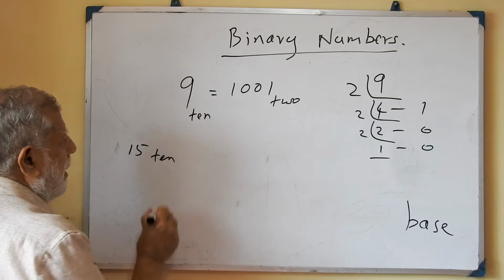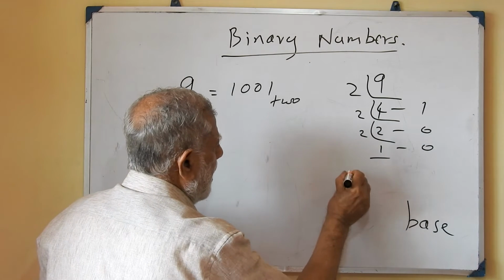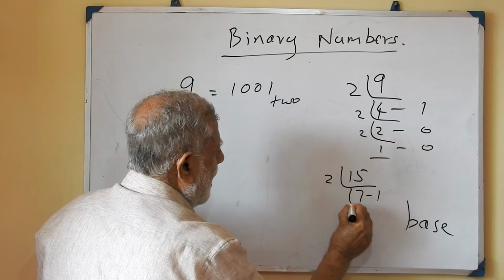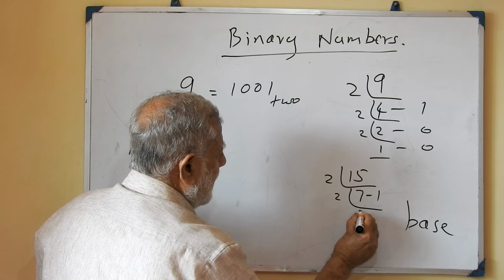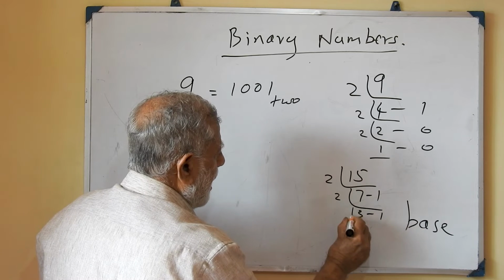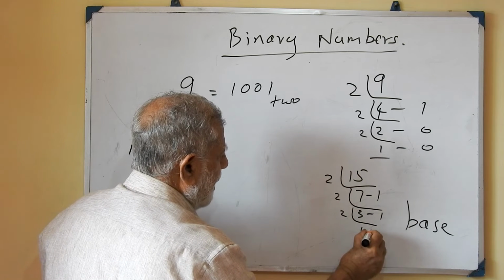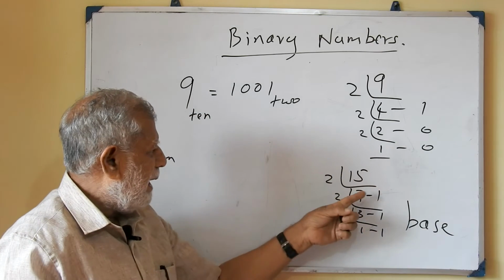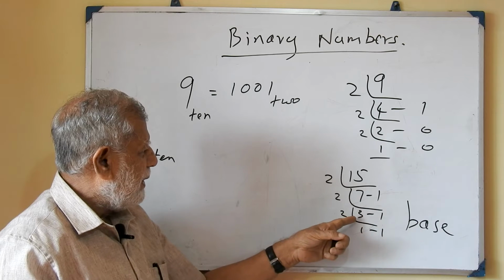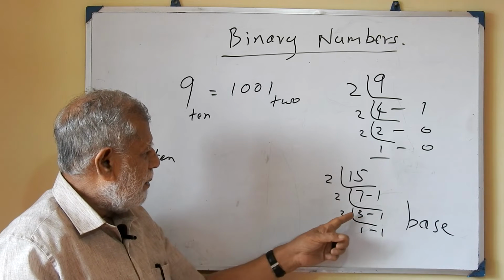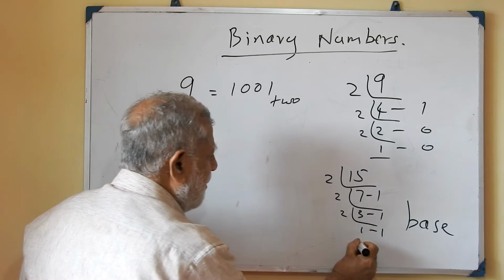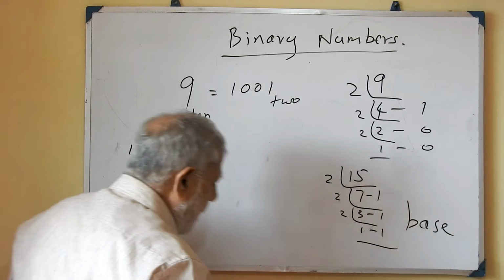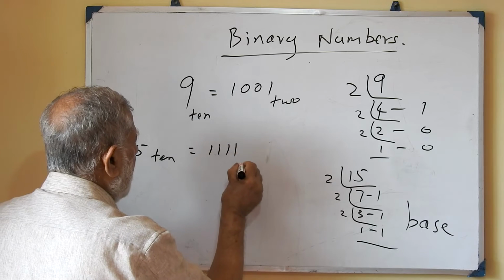15 base 10. So we start dividing by 2. How many 2s in 15? 7. 2s in the 14 and 1 remaining. How many 2s in 7? 3 and 1 remaining. How many 2s in 3? 1 and 1 remaining. So you start from here: 1, 1, 1, 1. So 15 is equal to 1111 base 2.